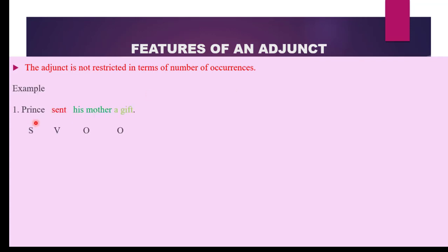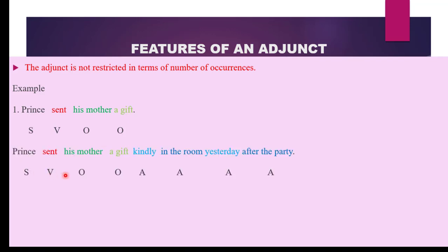For example, Prince sent his mother a gift. A simple sentence should contain a maximum of one subject, one finite verb, and a maximum of two objects. What about adjuncts? Look at this example. Prince sent his mother a gift kindly in the room yesterday after the party. Can you count the number of adjuncts that we have? We have 1, 2, 3, 4. So the adjunct is not restricted in terms of number of occurrences. It can appear as many times as we want in the sentence.